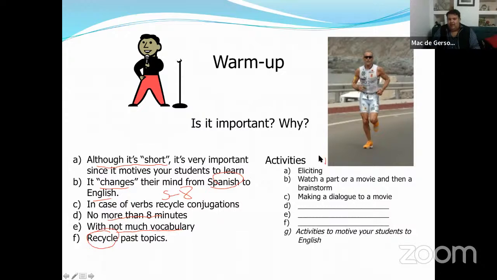And the number 1 activity for warming up is eliciting. Lo que acabo de hacer es elicit. I'm drawing questions. I'm drawing the interest of your students.